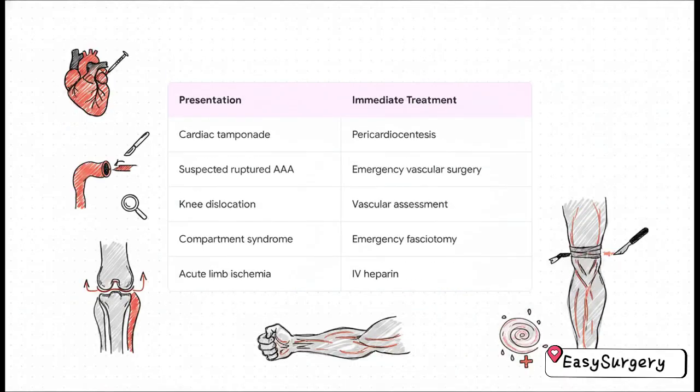Whether we're talking about the heart or a limb, the absolute primary goal here is restoring perfusion. Unstable cardiac tamponade, pericardiocentesis is your immediate go-to. What about a suspected ruptured AAA? That is a one-way ticket straight to emergency vascular surgery. On the limb-threatening side of things, if you see a knee dislocation and can't find a distal pulse, you need immediate vascular assessment and repair. If the pressure is building up and you've got acute compartment syndrome, you have to relieve it immediately with an emergency fasciotomy. And for acute limb ischemia, you're hitting them fast with IV heparin to stop any further clotting.